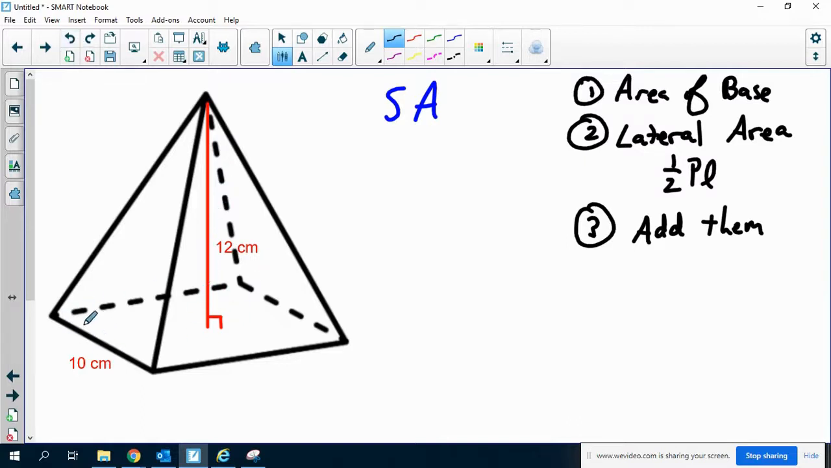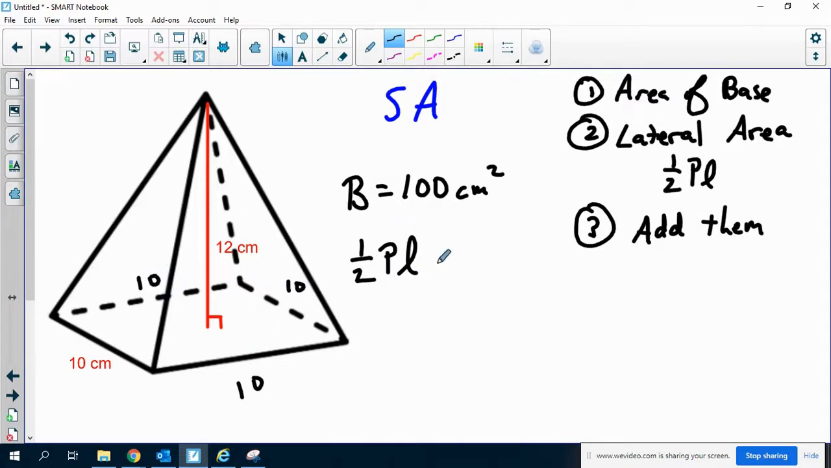So this is a square pyramid, and I would be told that it's a square pyramid in the problem. The area of the base is just 10 squared, which is 100 centimeters squared. Then the lateral area is 1/2 perimeter of the base times the slant height. Since it's a square, all these sides are 10, so the perimeter is 40 centimeters. So that's 1/2 times 40 times the slant height. Unfortunately, we don't have the slant height here, so I need to find it.